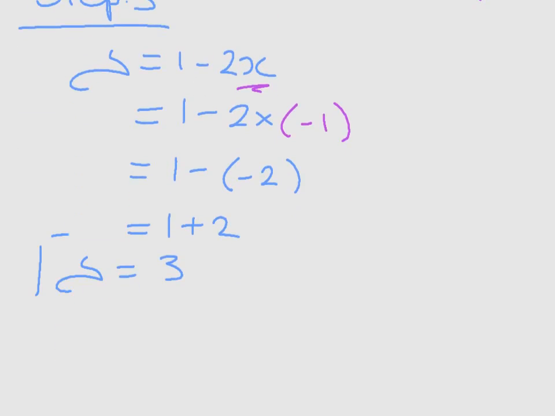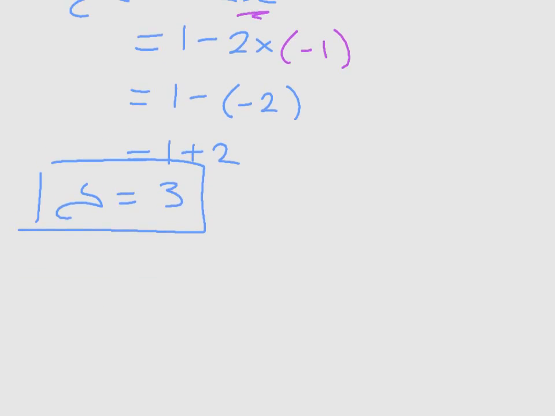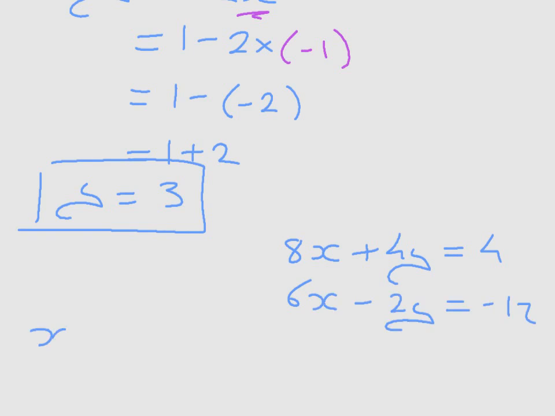We now have both values. And we have solved this pair of simultaneous equations. So the solution to 8x plus 4y equals 4, and 6x minus 2y equals negative 12 is x equals negative 1, and y is equal to 3. And there we go.